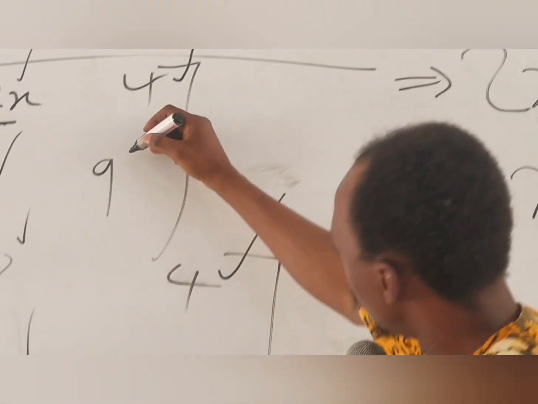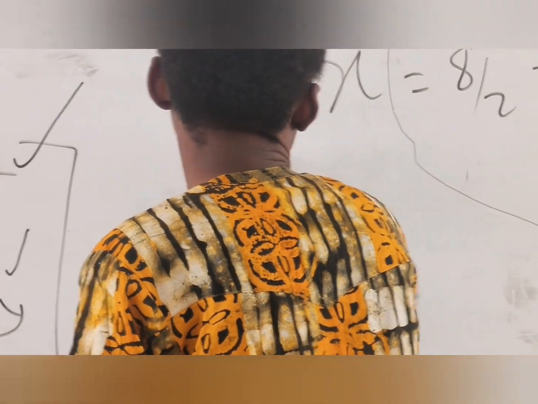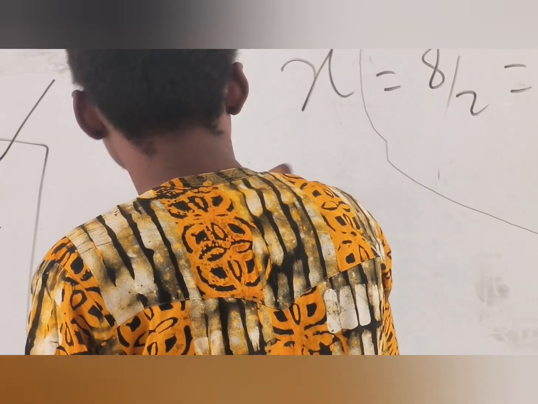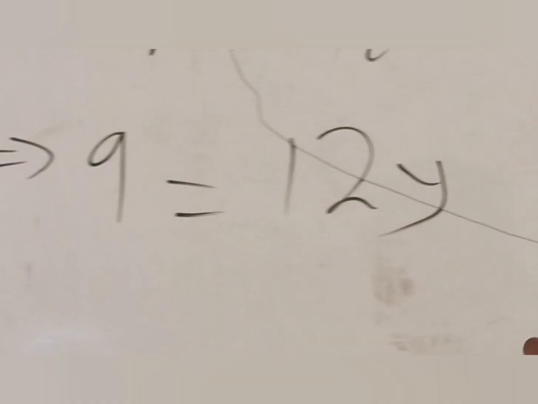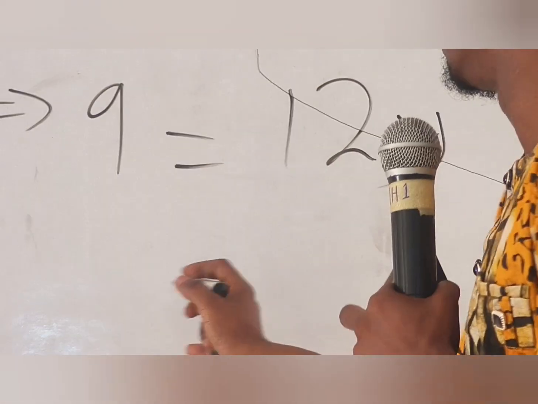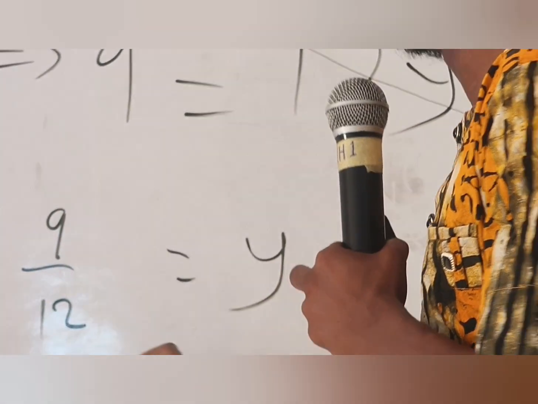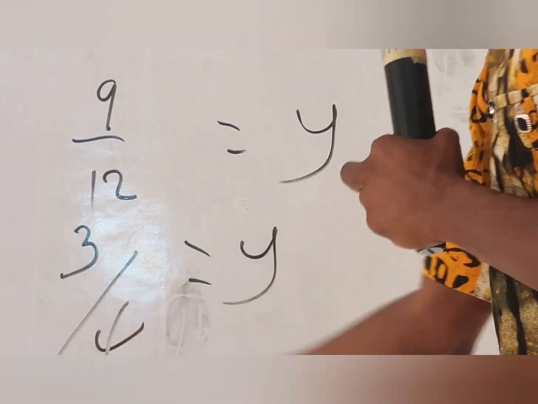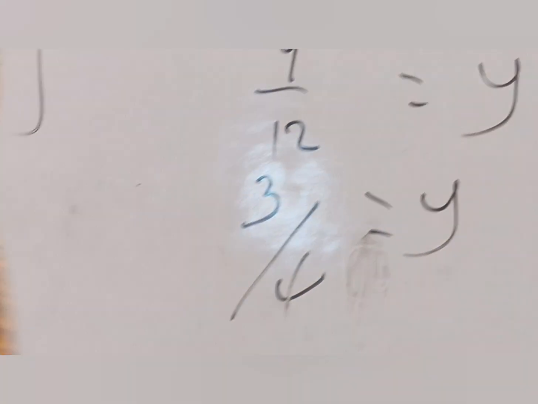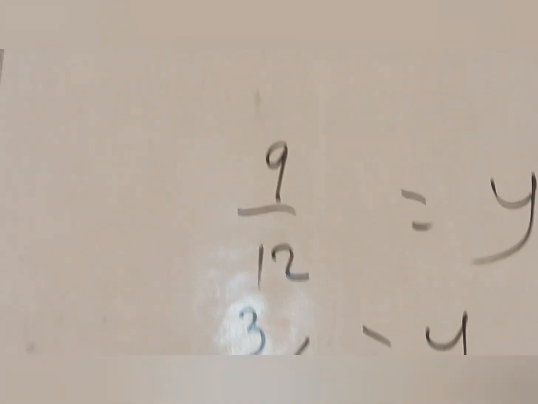Then we come to here. This 9 must be equal to 12y. Since they are equal, 9 must be equal to 12y. Want y. So what do you get? y equals to what? 9 by 12. So what do you get y to be? y is 3 over 4. Can you see now? Any question?